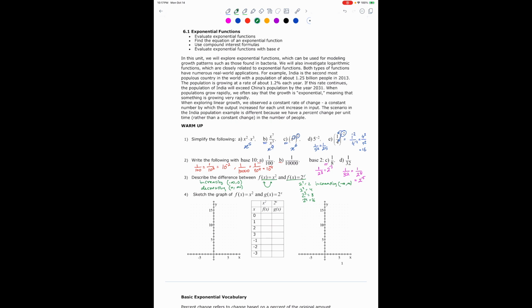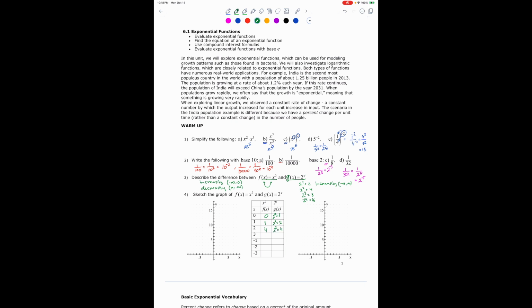So if we create the table of values for the two functions, f of x and g of x, let's name this g of x. When x is 0, f of x will be 0, and g of x is going to be 2 to the 0 power, which is 1. When x is equal to 1, x squared will be 1, and 2 to the x power will be 2 to the first power, which is 2. When x is equal to 2, then x squared is going to be 4, and 2 to the x power is going to be 4 as well.